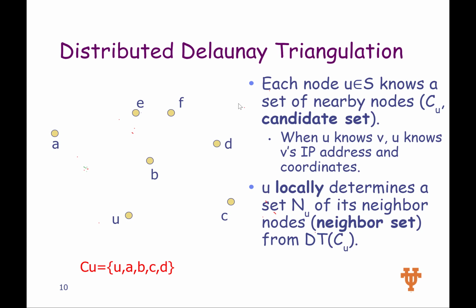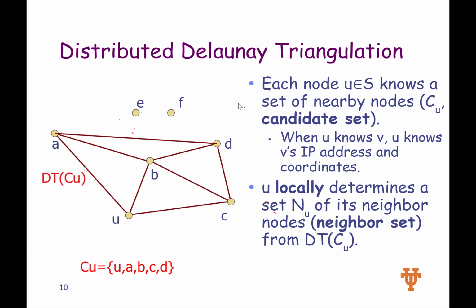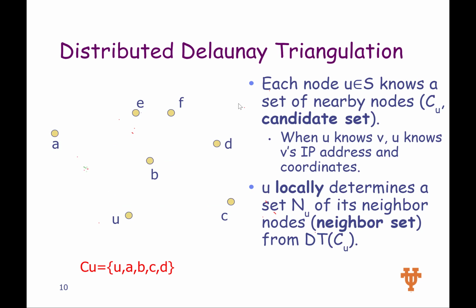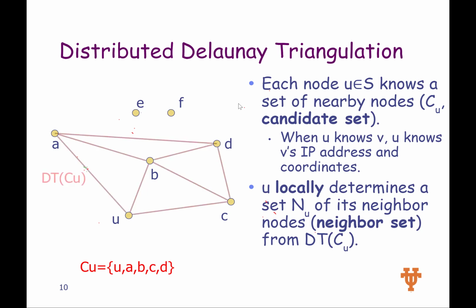Say a node U and everyone knows a set of nodes called the candidate set, CU. In this example, let's say the candidate set of U includes U, A, B, C, D. So U only knows these 5 nodes, and U doesn't know E and F and all other nodes. If U wants to calculate a Delaunay triangulation, you can only calculate something like this. It's definitely not a complete Delaunay triangulation, right?